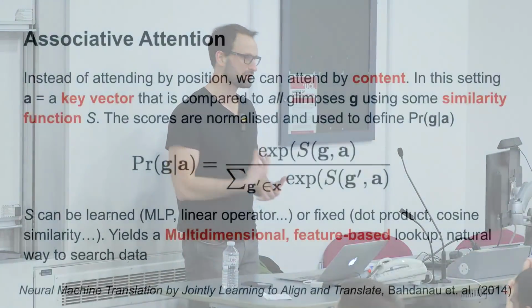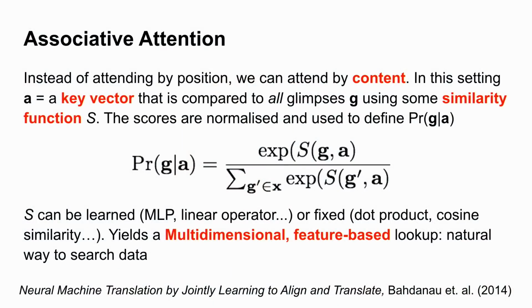But a much more general thing is what's called associative attention, where instead of attending by position, we attend by content. So now you look at your sequence of objects and you say, I want to look at all the green stones, and maybe there's one at position 3 and one at position 7, whatever. That's now the thing that you're looking for. So in this setting, we still have the same basic framework. The network outputs some parameters. We get a distribution over places to look. But here, typically, the parameters, instead of encoding locations, points in the sequence to attend to, encode a key vector that is compared to all possible glimpses using some similarity function.